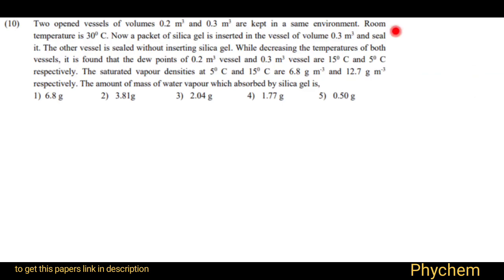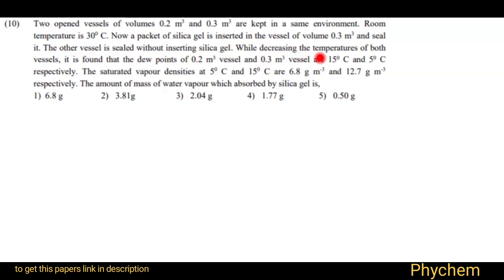Usually you have to think in the way of the questions. Okay. Room temperature is 30 degrees Celsius. Now, a packet of silica gel is inserted in the vessel of volume 0.3 m³ and sealed. Okay. The other vessel is sealed without inserting silica gel.